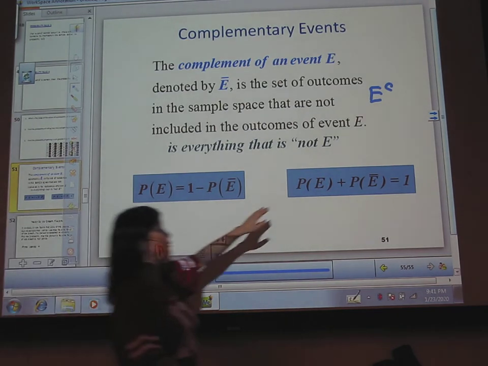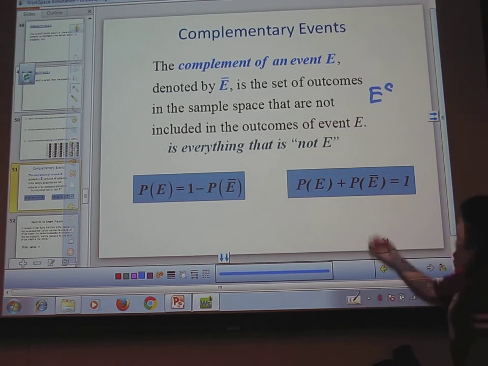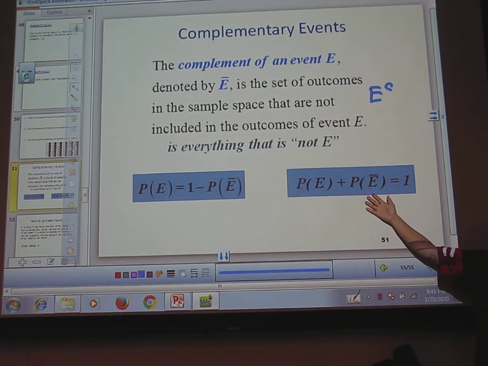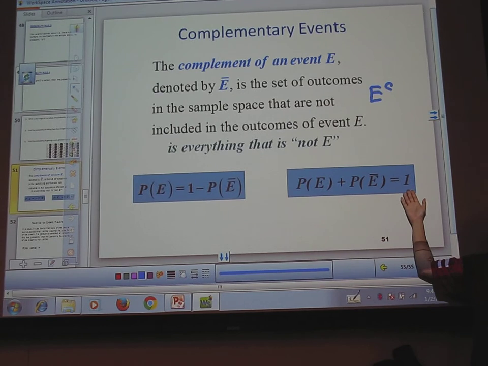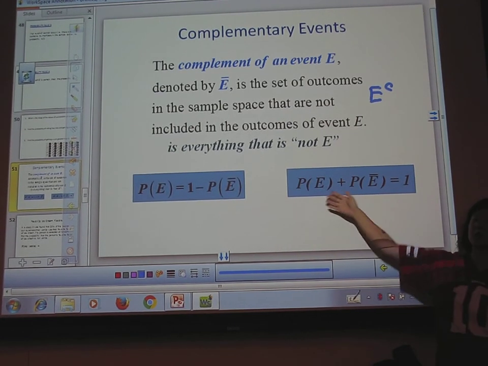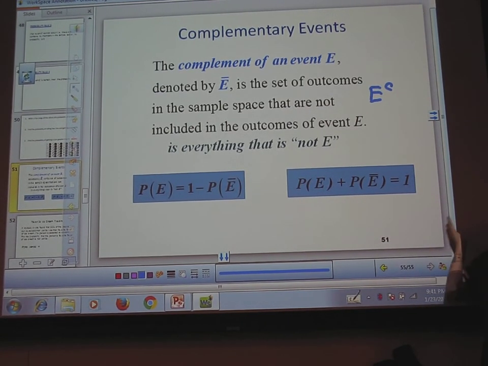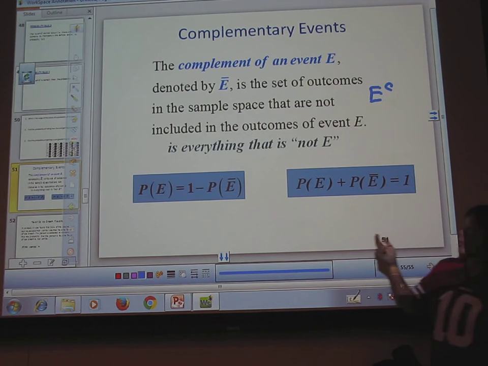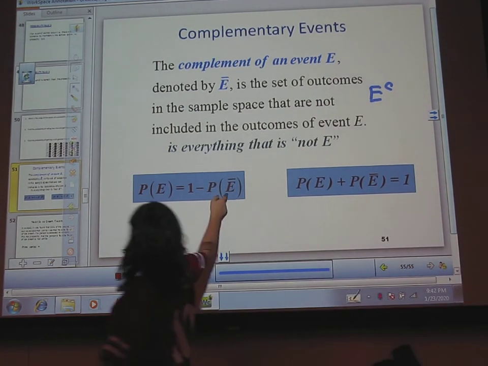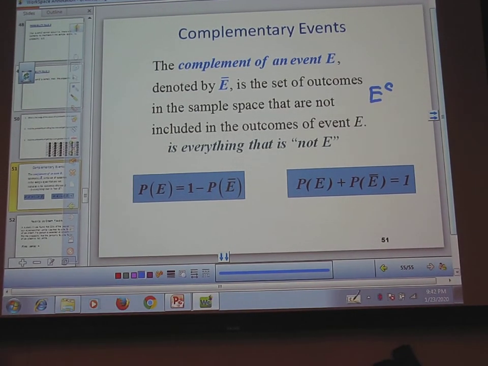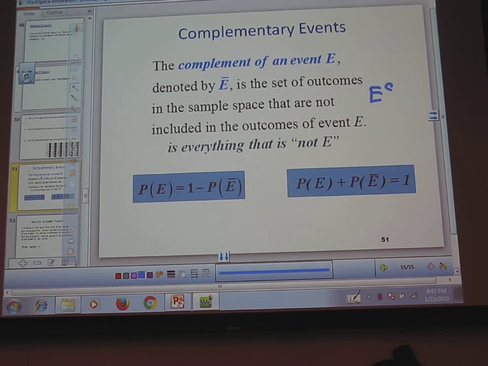The probability of E happening plus the probability of E not happening is 1. Makes sense, right? Either it happens or it doesn't. If you add the probabilities, you should get 1, or 100%. Also, if you want to find the probability of E, then you can just take 1 minus the probability of its complement, if you happen to know that. Here's an example.